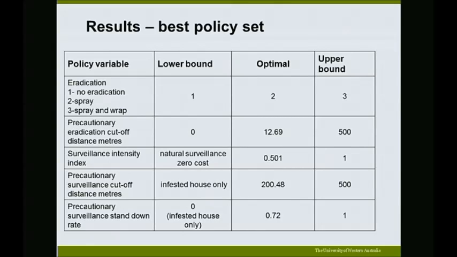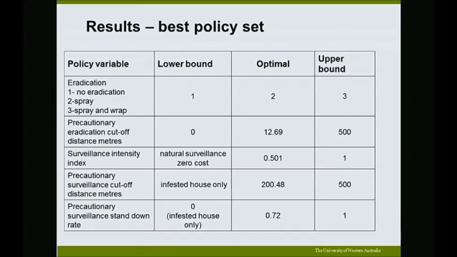So precautionary eradication, we've got the surveillance intensity, we've got the precautionary surveillance cutoff. So what this does is it says, well, if you've got a pest in a house, how many houses around it do you subject to this additional surveillance, with additional costs because you have to go and visit them, you have to have the traps there? So how many additional houses do you involve in that?